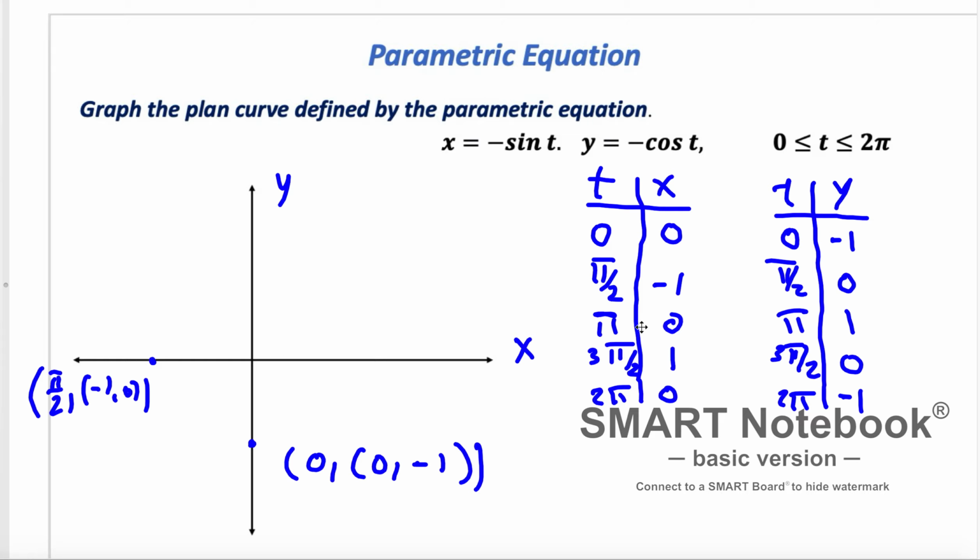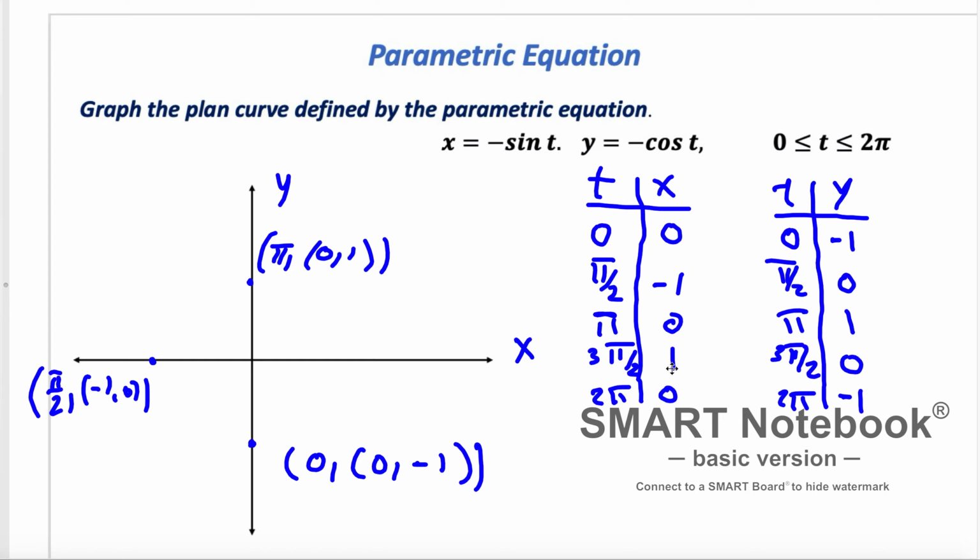And now I'm going to pi. x is 0, y is 1. 0 and 1 is here. So this is 0 and 1, but the parameter t was pi. Okay, so this point.